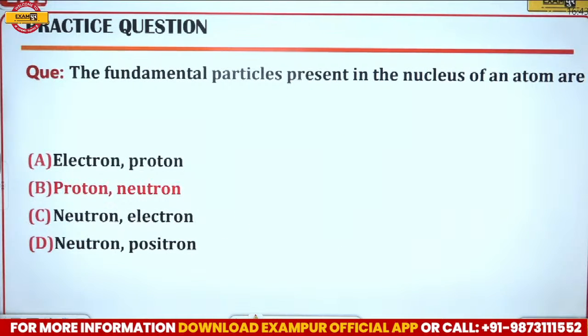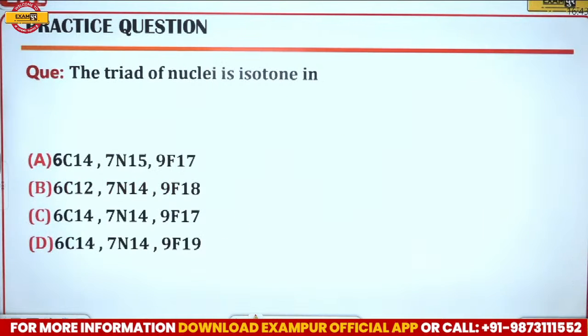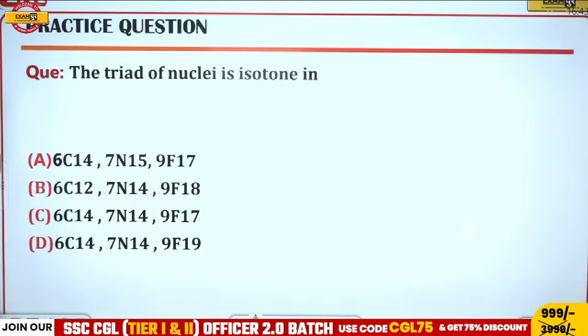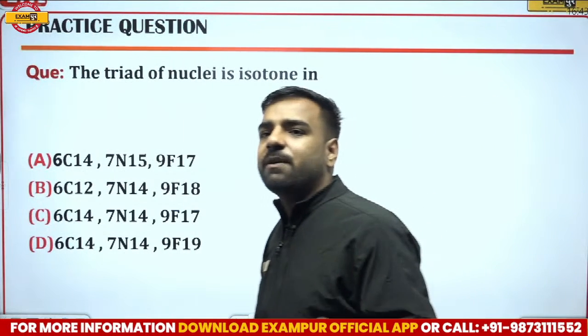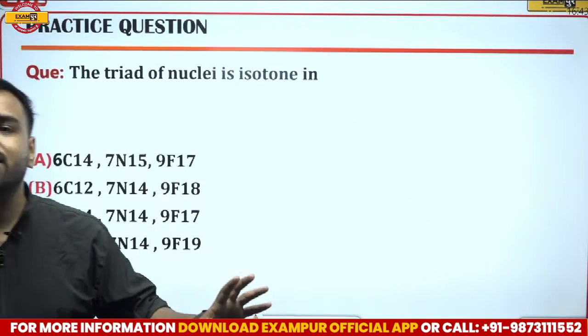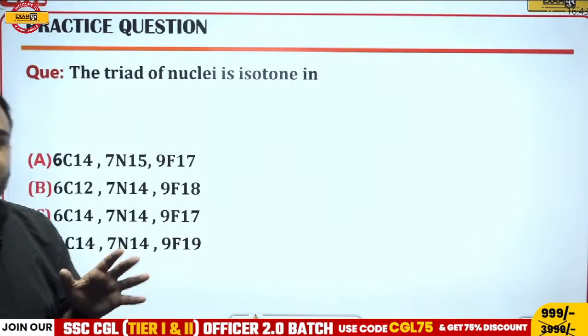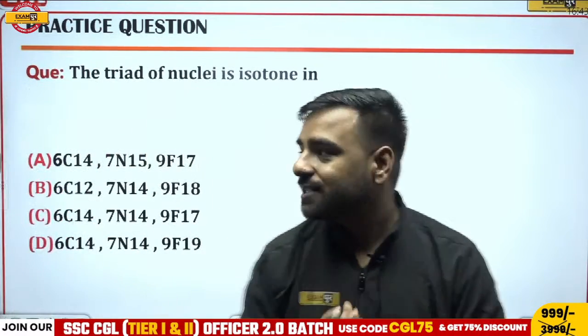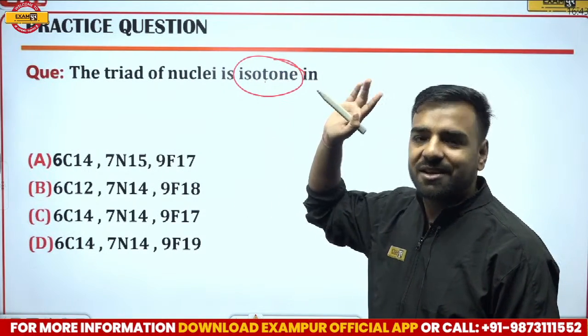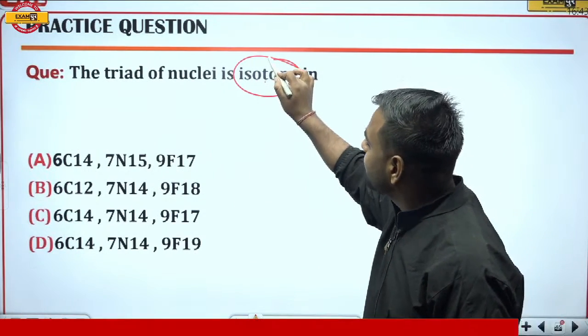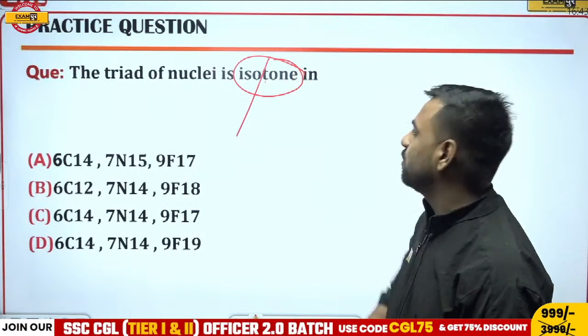Next we have: the triad of nuclei is isotone in what? The triad of nuclei is isotone in what? Now, Kiran, Manish, Anupam, Denady, whoever is there in the session, if you are in a state of doubt, you might ask, sir, what is this isotone? Once you tell me isotone, I will give you the correct answer. So I will tell you, just have a look at this word, isotone.